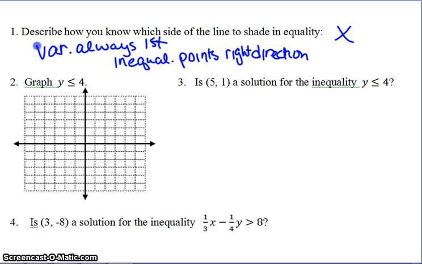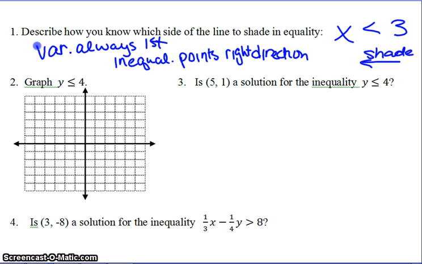So if I had x is less than or equal to 3, you're going to shade that way, to the left. If it was x greater than or equal to 3, you're going to shade to the right. You could also say less than is left, greater than is right. So that's another way to know where to shade.